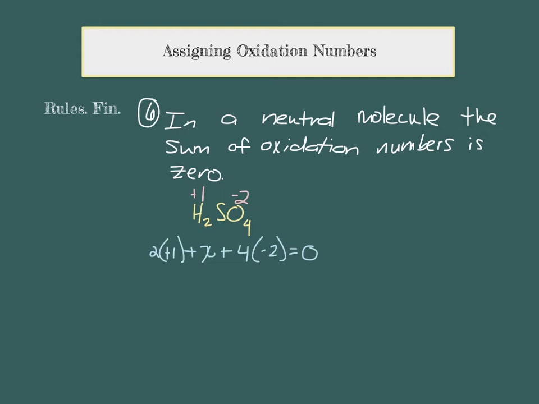So now when I simplify, I have +2 plus a mystery number plus -8. And if I simplify my expression, I'll end up with my mystery number being +6. That means sulfur's oxidation number is +6 in this case.